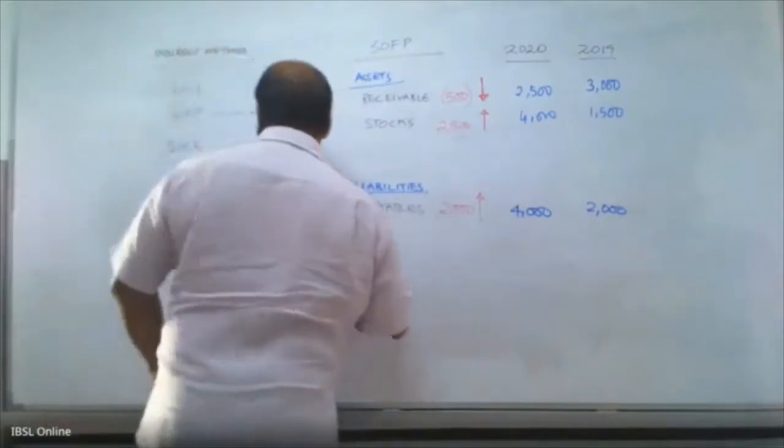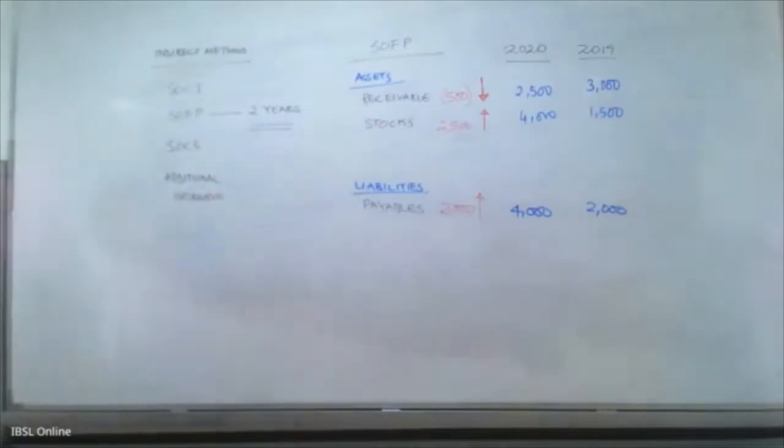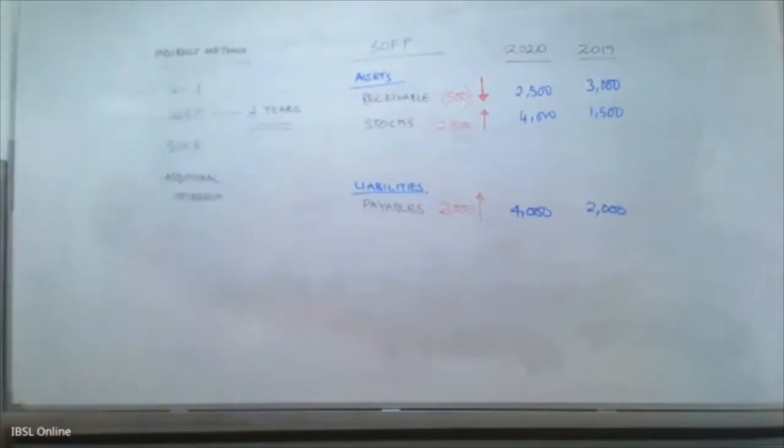Now I am going to ask you, what is the corresponding impact on cash with regard to these 3 items? Let's take one by one. When you take receivables, the value has dropped. What is the corresponding impact on cash?